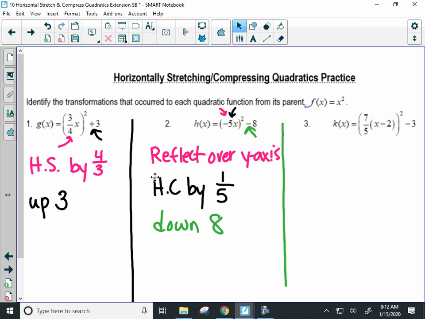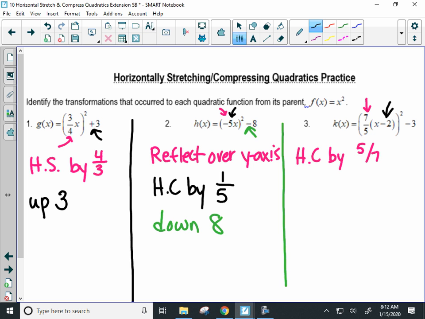All right, last one here. I'll start with, on the left here, with the 7/5. Now, since the 7/5 is greater than 1, this is a horizontal compression. So I have a horizontal compression by the reciprocal of 7/5, which is 5/7.